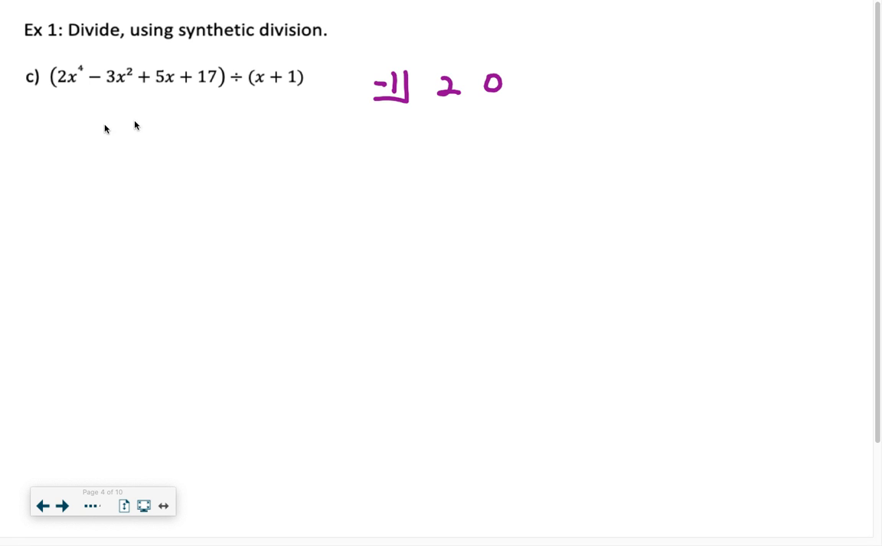Just like we did for long division. So my coefficients will be 2, 0, -3, 5, and 17. So let's go through the process. Bring that first number straight down. Multiply. 2 times -1 is -2. 0 plus -2 is -2.